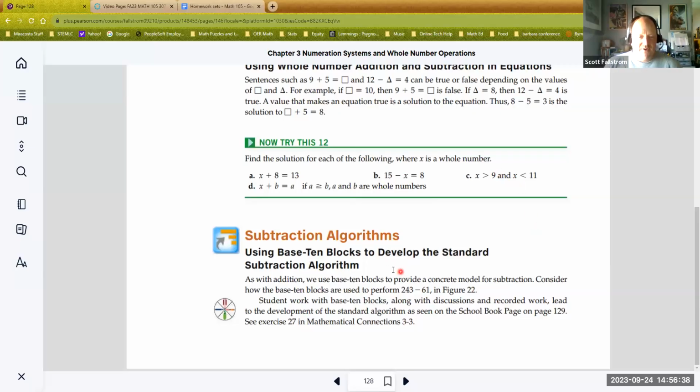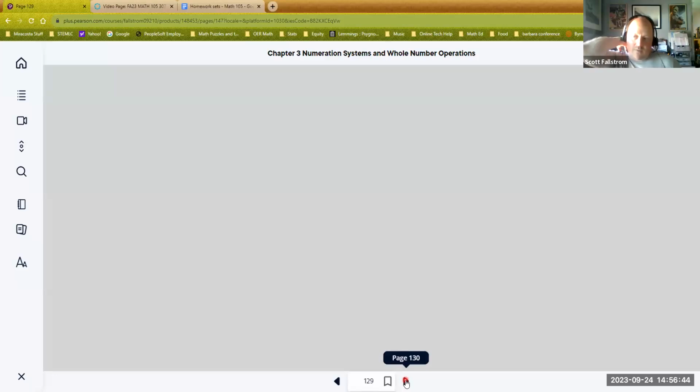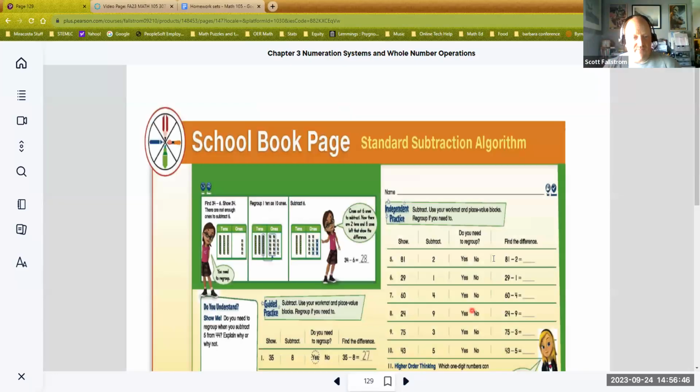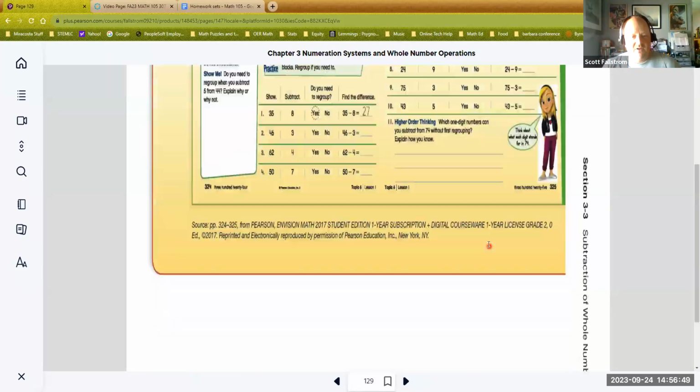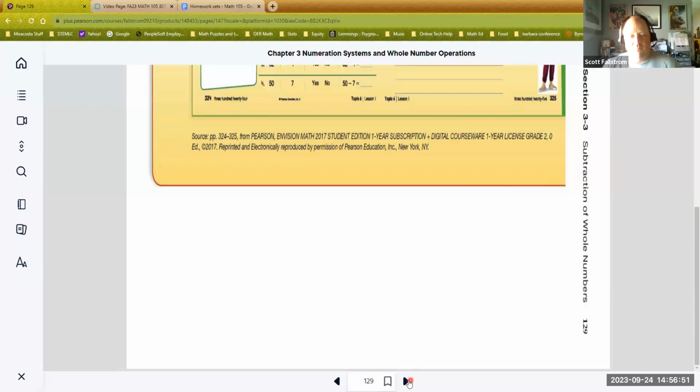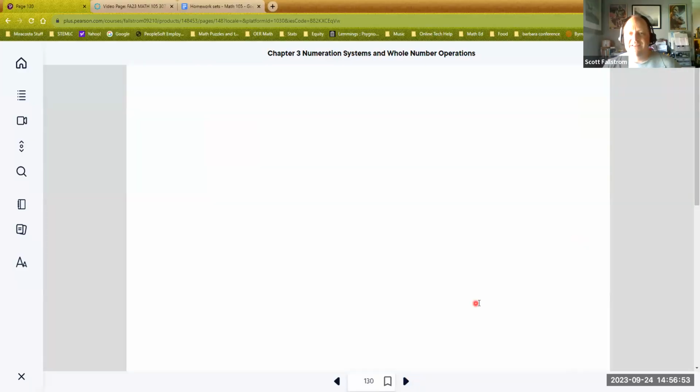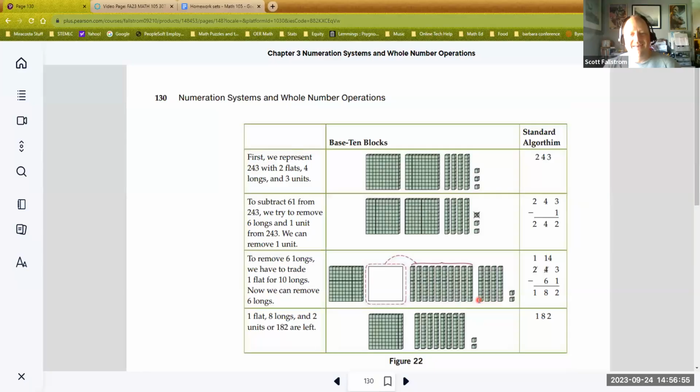All right, subtraction algorithms. Now we're getting into how to do it, right? Here's the idea. We saw all these great ideas and how to model it. Now we start talking about what are the steps we take to do subtraction. Okay. So one of the big pieces that they're pushing more in school now is thinking of all the different ways you could think of numbers.